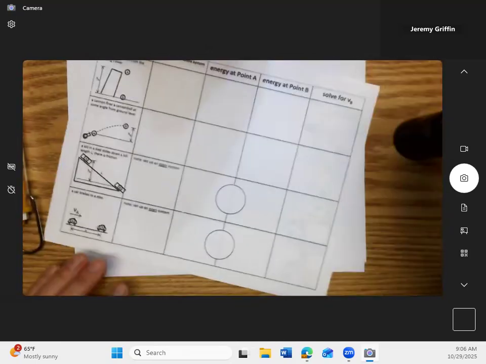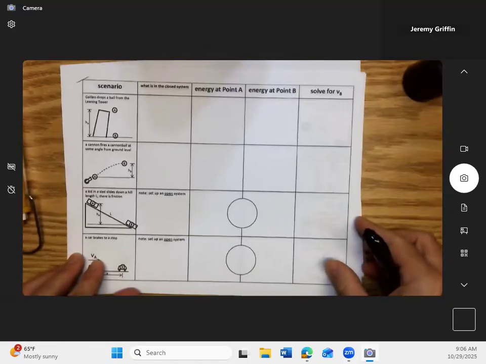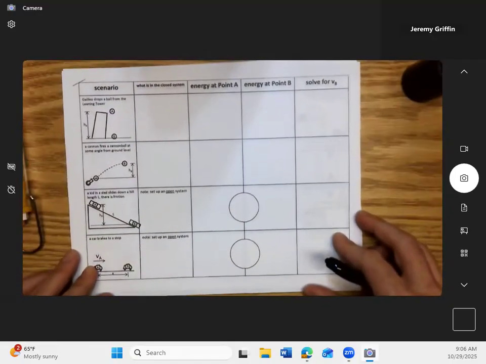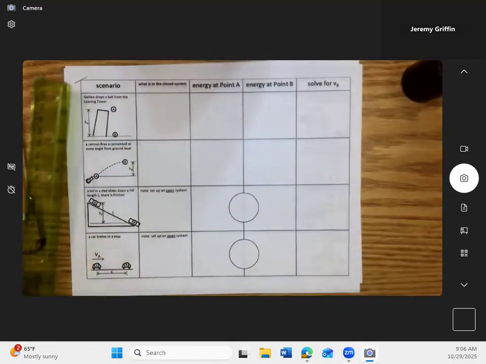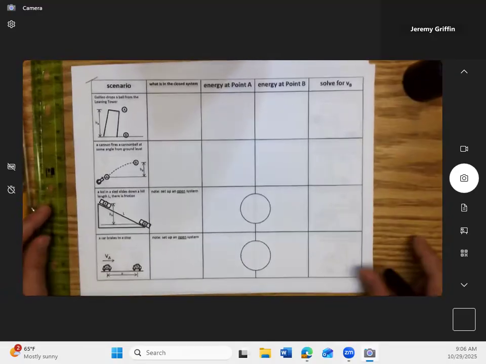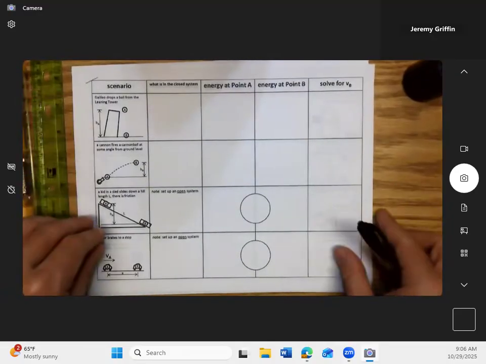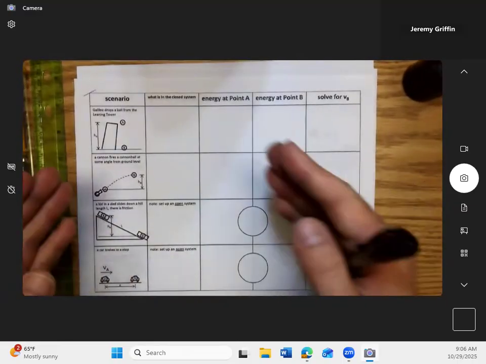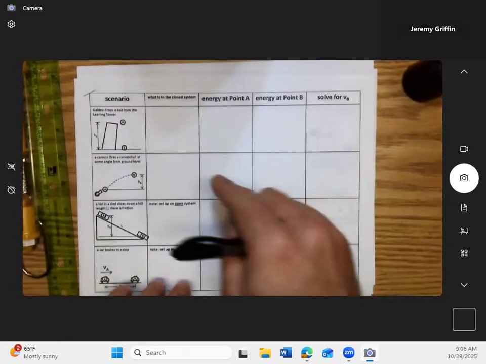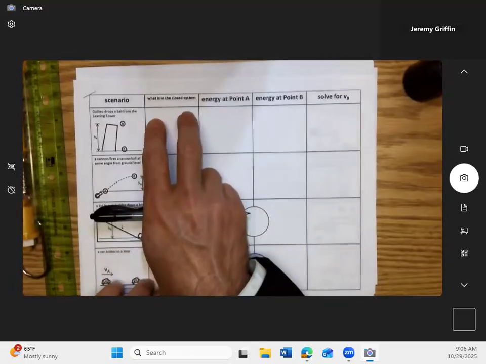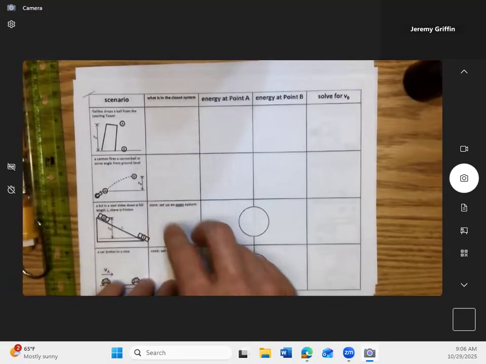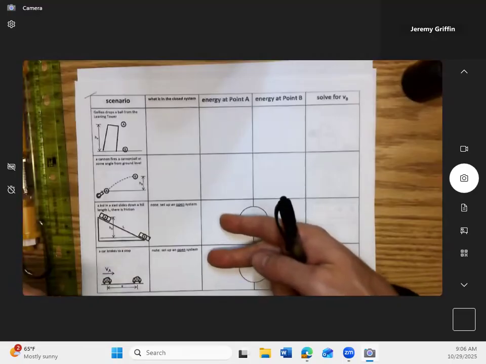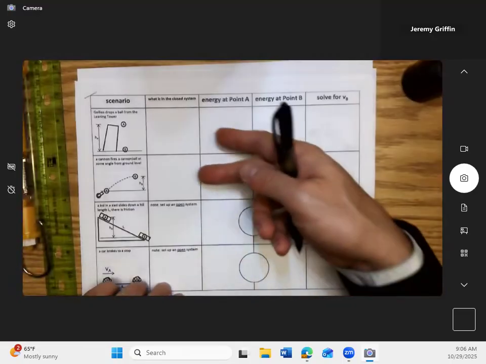All right. You guys ready for the energy table? A lot of these you guys have seen over the past couple of days, so see how you did. I gave you a bunch of scenarios, 12 different scenarios, 4, 4, and 4. And I have a table set up for a sort of universal set of questions. What objects are in the closed system? We have a couple of open systems, but those are the exception. Most of them are closed systems.